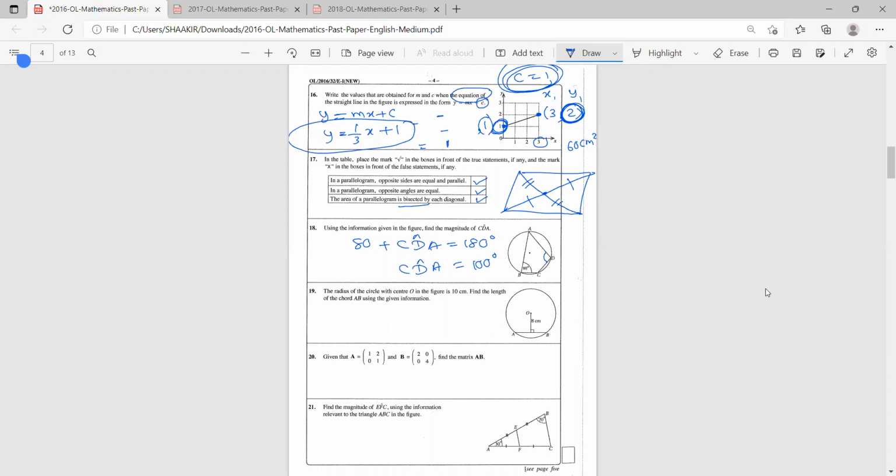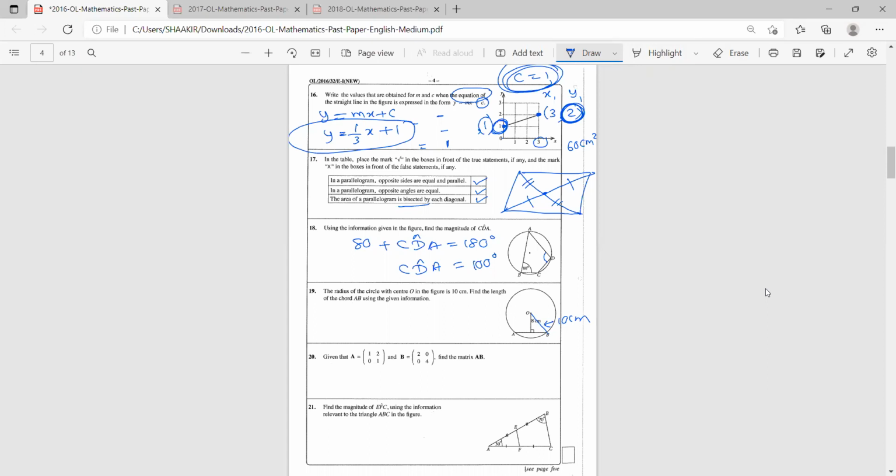Now let's move to the 19th. The radius of the circle with center O in the figure is 10 centimeters. Okay. Radius means, children, you can draw it in this way. From the center, you are going to connect a point. So this is a radius. So I can say this radius is 10 centimeters.